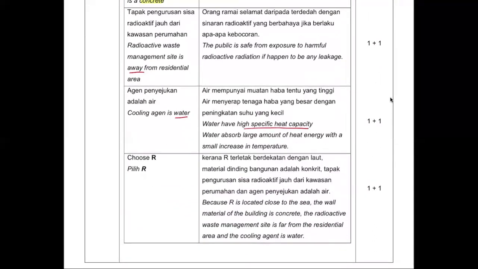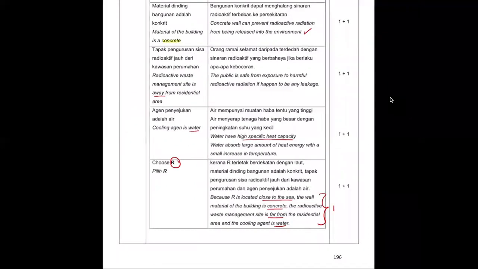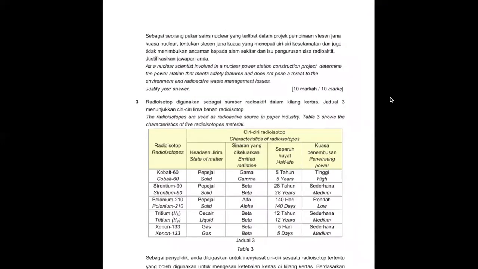So your choice would be R. And then you mention again your choices because it is close to the sea, the wall of the building is concrete, the radioactive waste management site is far from the residential area, and the cooling agent is water. So all of this is 1 mark, and total would be 10 marks. Okay, 10 marks. Okay, next question. The next question would be number 3.